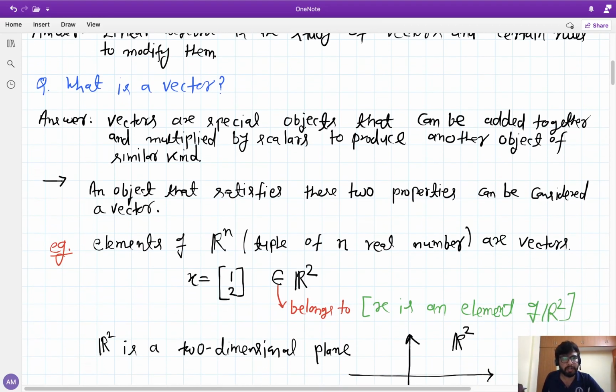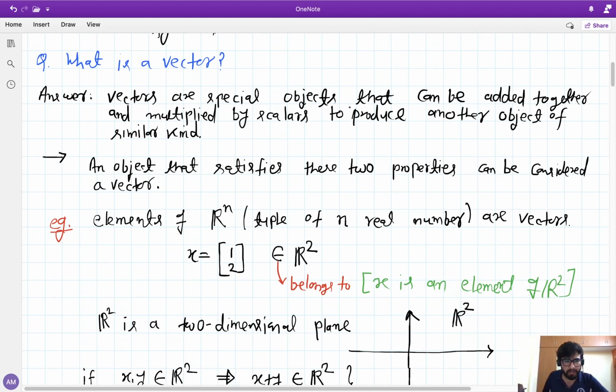So actually, what is a vector? Again, let's start with the formal definition. Vectors are special objects that can be added together and multiplied by scalars to produce another object of similar kind. These are actually two properties. If you add two objects, the resulting object should be of similar kind, and when you scale an object, the resulting object should also be of similar kind. An object that satisfies these two properties can be considered a vector.